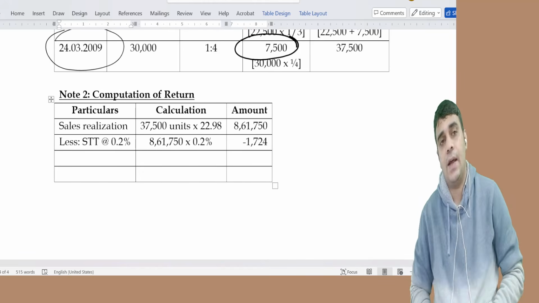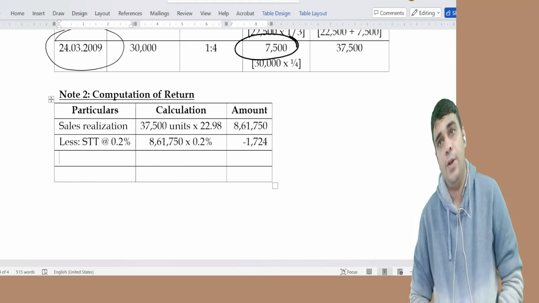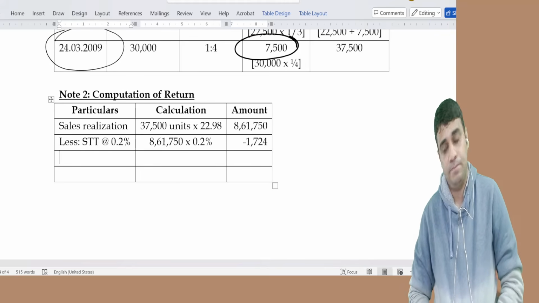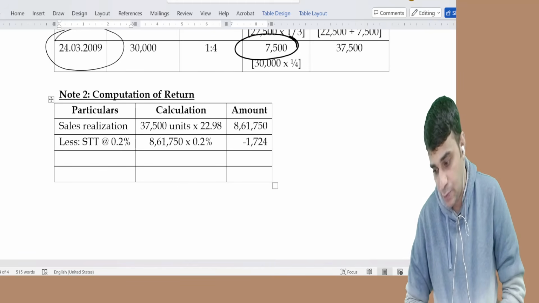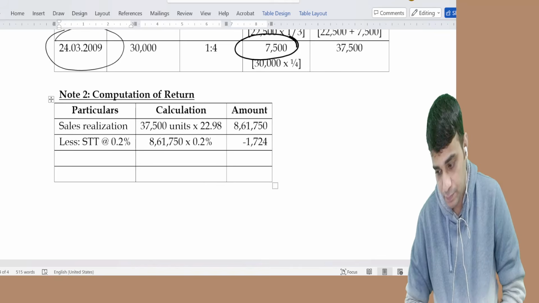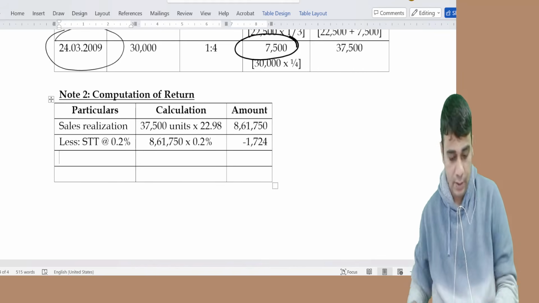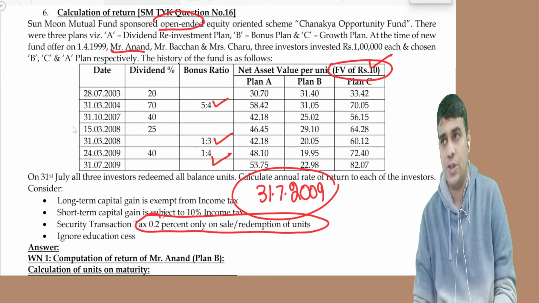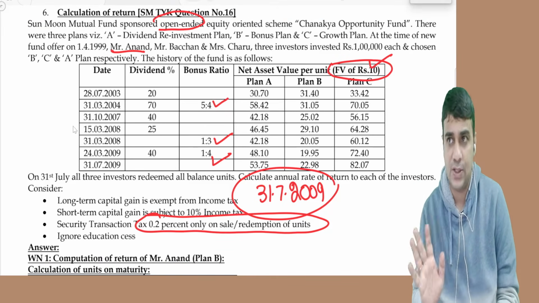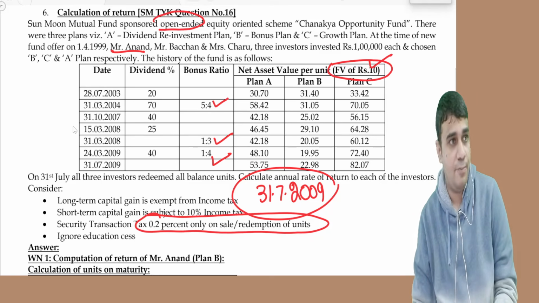Securities transaction tax 0.2% on sale or redemption. When you redeem it, you will have to pay this. I redeemed it through the MF itself. 1724. Any doubts on this? It said 0.2% on sale or redemption. On purchase, there is no securities transaction tax. In the practical world, purchase can also have it, but here it is only sale or redemption.